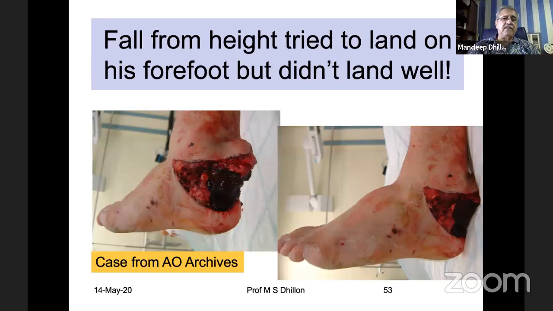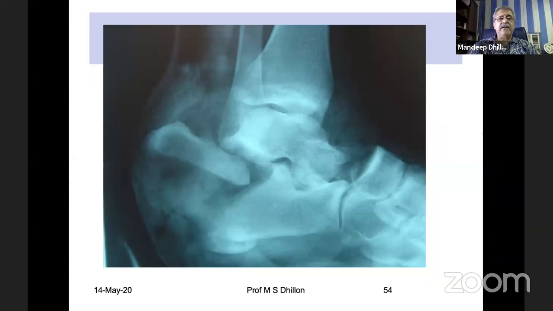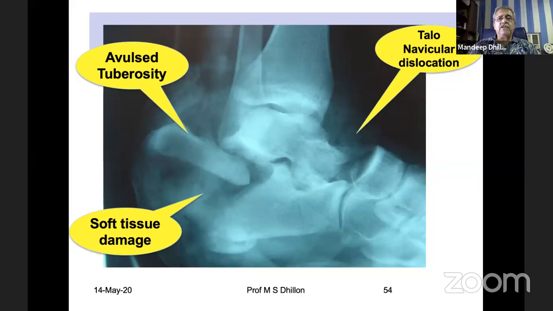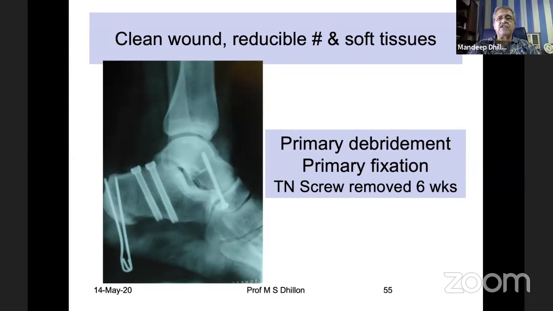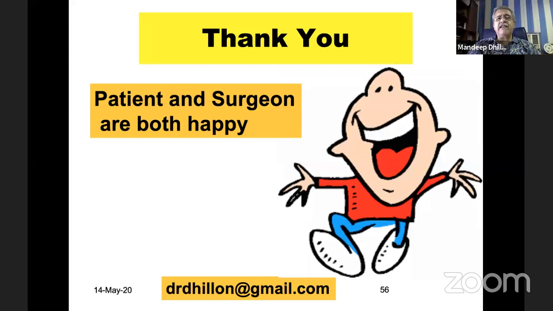This is the case I'm going to end with. This is not my case. This is from the AO archives. Bad fall from a height. Look at the displacement, the midfoot dislocations, soft tissue damage, primary fixation, debridement, screws, and reducible soft tissues could be sutured. And this leaves both the patient and the surgeon happy.